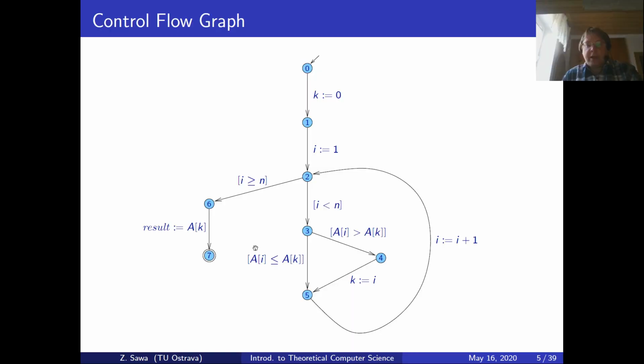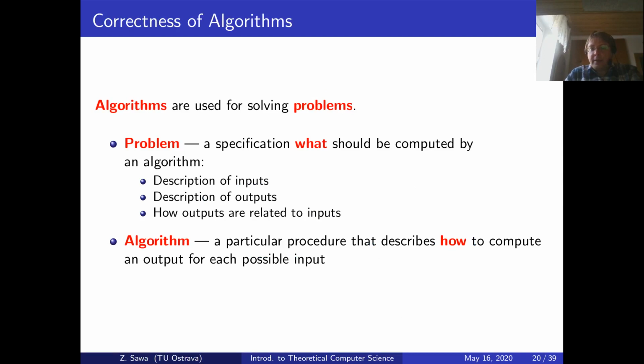If I have just some particular algorithm, it makes no sense to talk about the correctness of the algorithm itself. This notion of correctness always refers to a notion of a problem, or algorithmic problem. So first I describe what we will mean by an algorithmic problem. A problem is a kind of specification of what should be computed by the given algorithm.